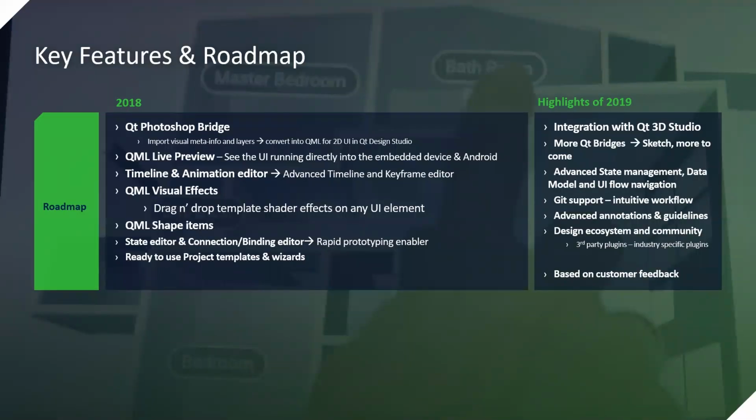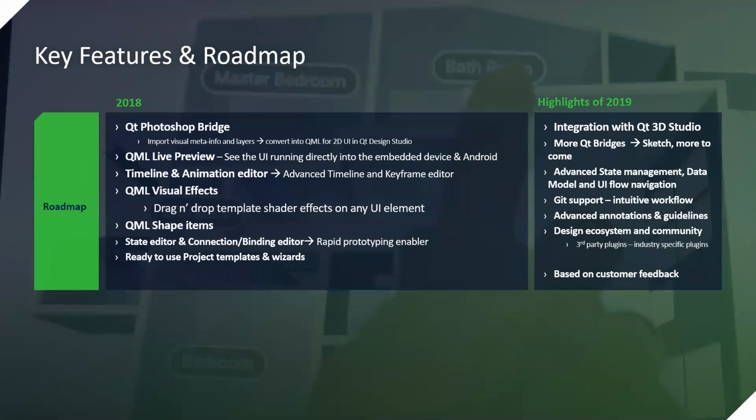This is the roadmap. We are now at the end of 2018, and we have the Photoshop bridge, the live preview, a timeline and animation editor, and QML visual effects that you can use by drag and drop. We have our own component shape items, which I will go into detail about later. We have a state editor, and of course project templates and wizards.